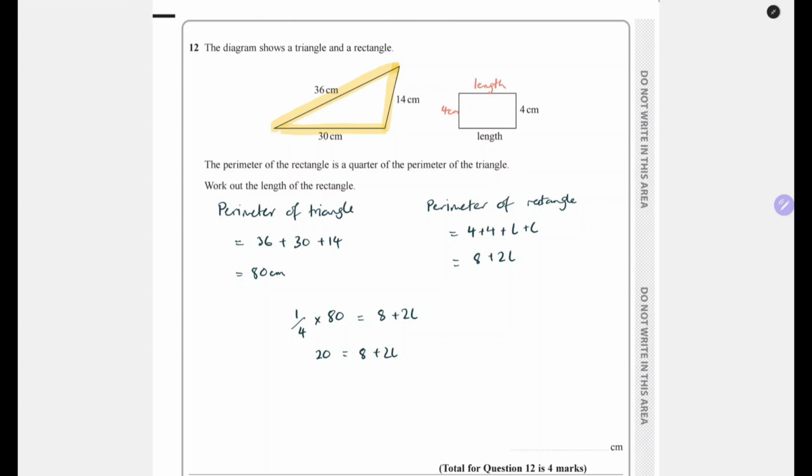If we make L the subject, we firstly need to take the 8 to the other side. So that's 2L is equal to 20 minus 8. And that is equal to 12. And so L is equal to 12 divided by 2. And therefore the length is 6.